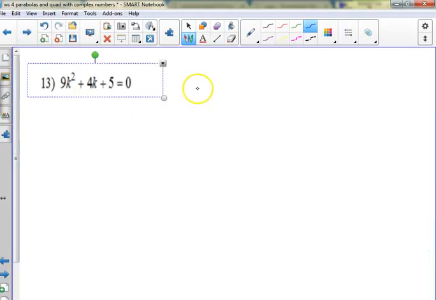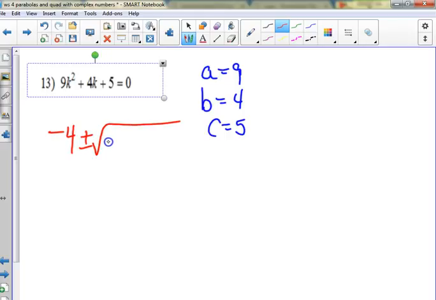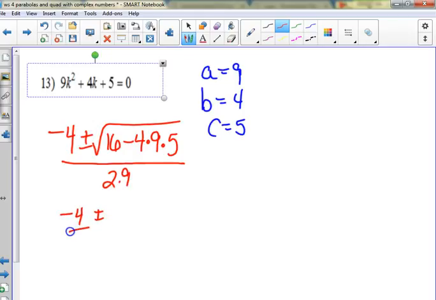Okay, let's try this one. Does it factor? No. A is 9, B is 4, and C is 5. Opposite of B is what? Negative 4 plus or minus, what's B squared? 16 minus 4 times A, which is 9, times C, which is 5, all over 2 times 9. I think we're going to have to do some simplifying this time. I put the 18 over each piece.